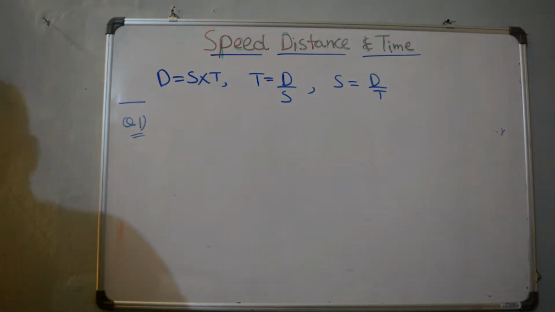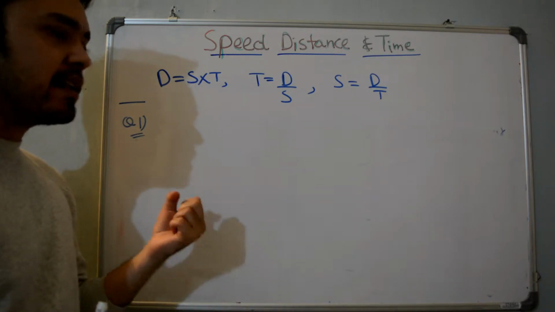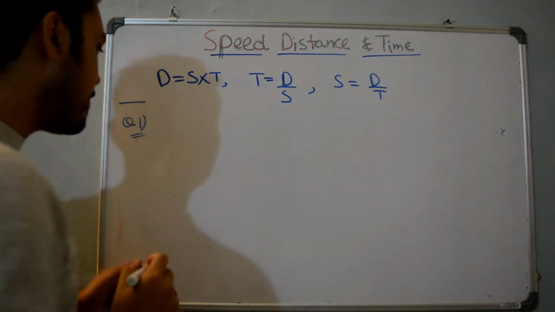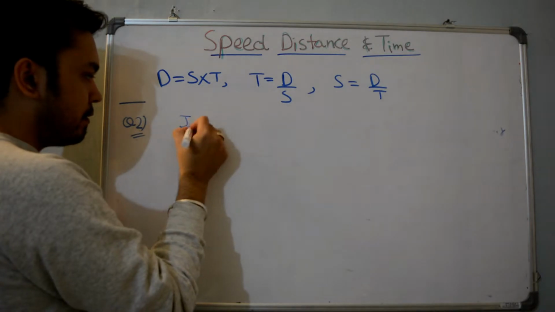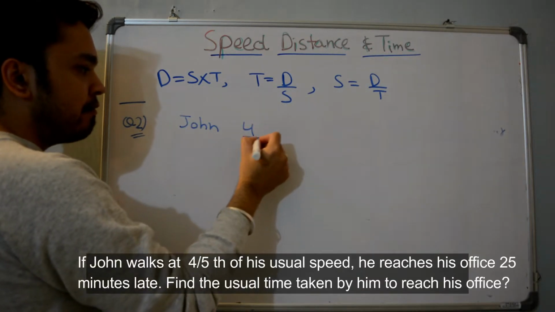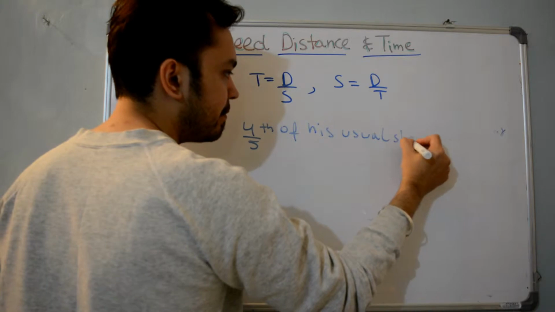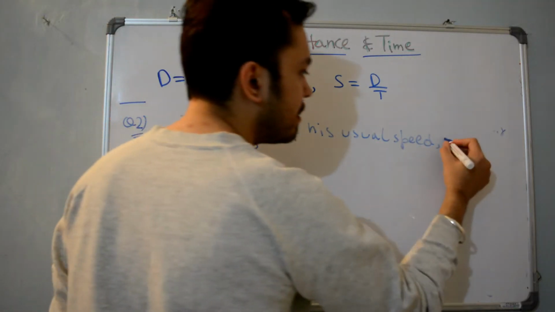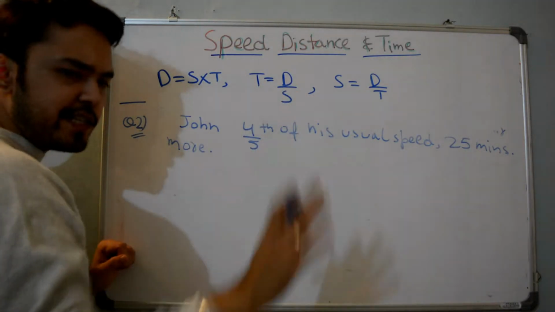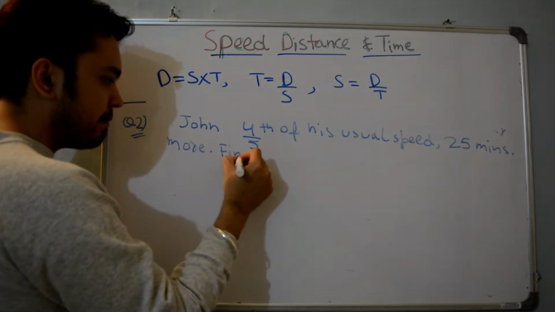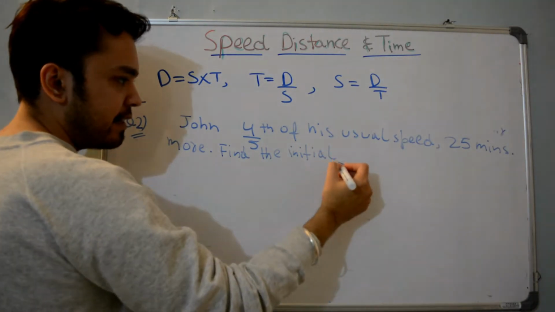Now we'll be doing our hardcore applications of speed, distance, time, but still I would say that these are the very basic building blocks of this chapter, right? So moving on to question number 2, we are given John, if he walks at 4 by 5th of his usual speed, he takes 25 minutes more to reach a place, right? You have to find the initial time taken or the usual time taken initially.